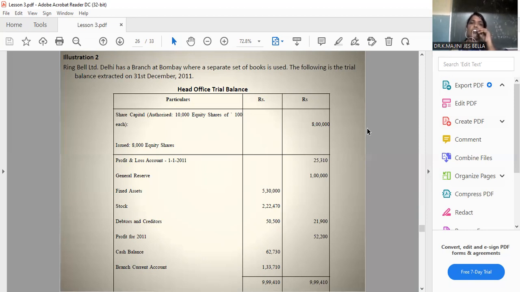Then profit and loss account on 1/1/2011, 25,310. Then general reserve, 1 lakh. Fixed assets, 5,30,000. Stock, 2,22,470. Debtors, 50,500. Creditors, we have to write it here, 21,900. Profit for 2011, 52,200. Cash balance, 62,730. Branch current account, 1,33,710. Both sides, 9,99,410.